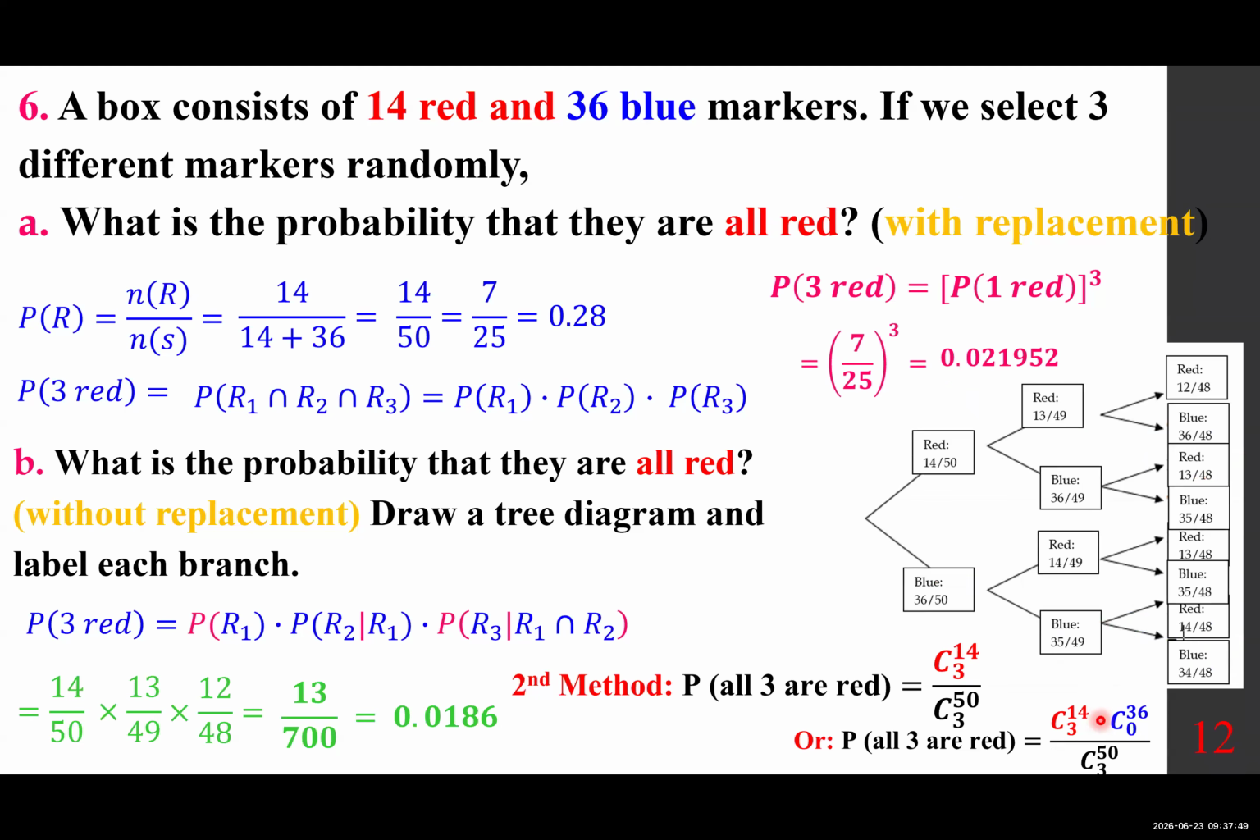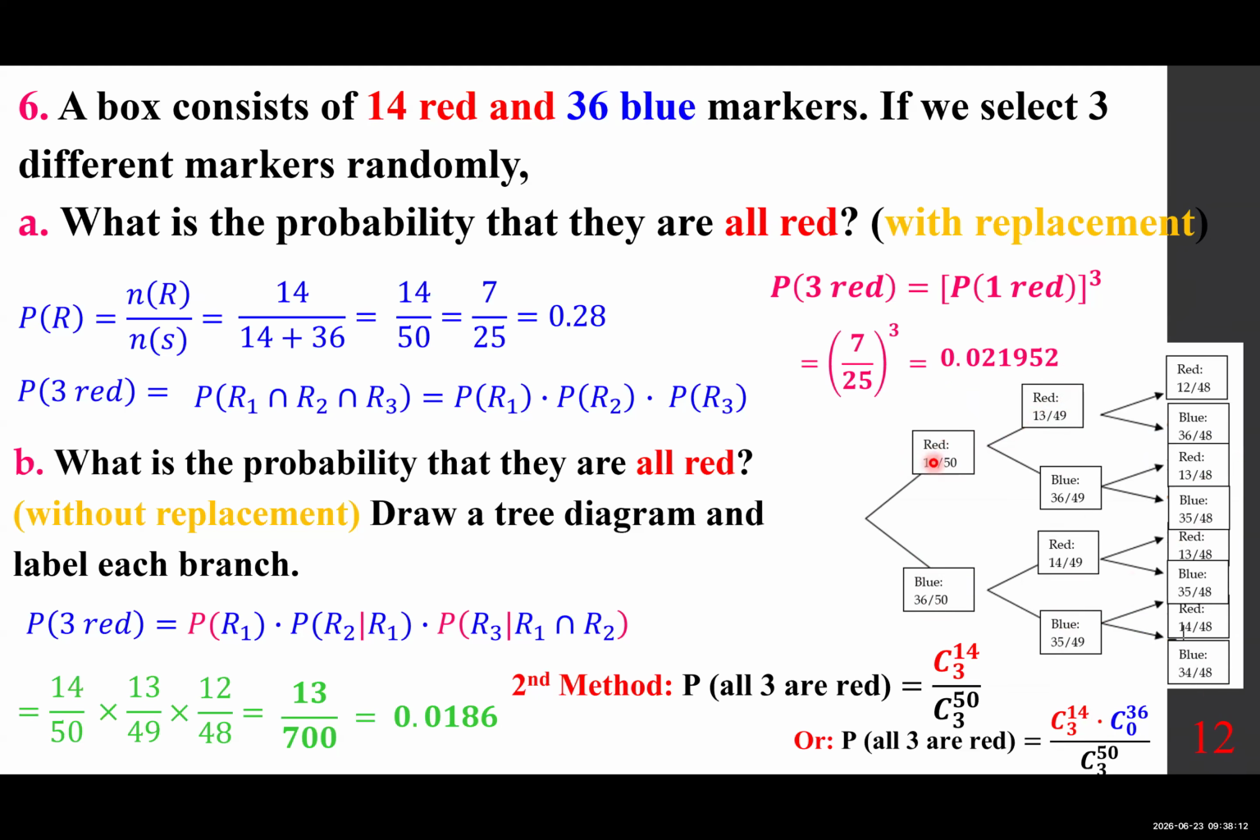Now, the first stage: red 14 over 50, blue 36 over 50. The second one, if you look at this branch, first of all, the denominator for the second stage, all of them are 50 minus 1. And for the third one, 50 minus 2. So 49 here is the denominator, 48. So the denominator is clear.